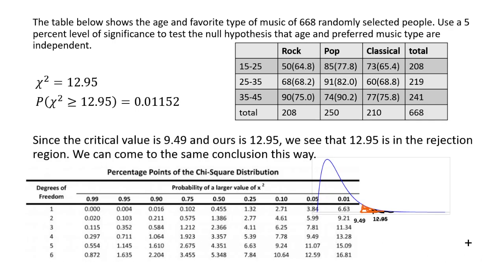Okay, so there are various things that can be asked. Some questions will ask you for the p-value and ask you to draw a conclusion. Some questions might ask you to find the critical value and draw the conclusion by figuring out whether 12.95 is in the rejection region or not.